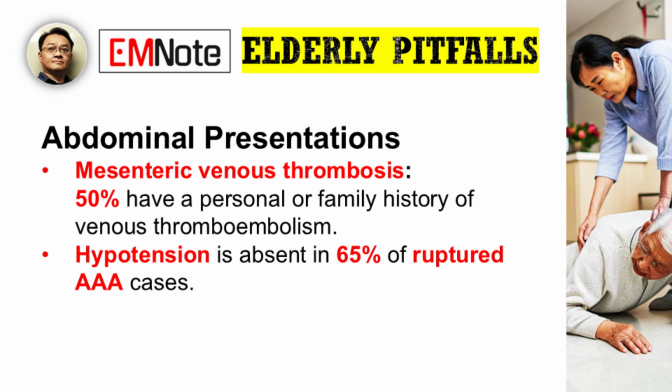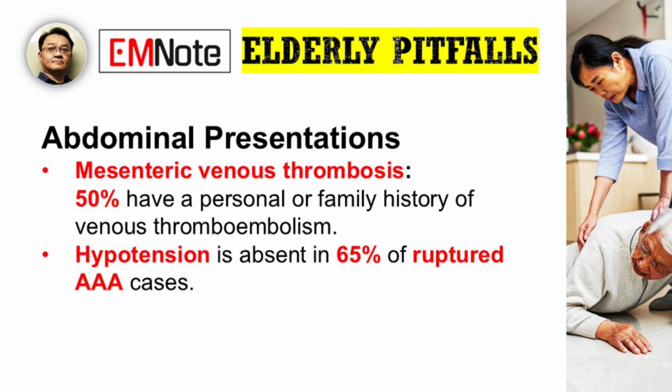Okay. How about mesenteric ischemia? That reduced blood flow to the gut. Is there a key historical clue providers should look for? Something specific? Yes, there is. It's quite important. For mesenteric venous thrombosis, that's the type with a clot in the veins, half of those patients have a personal or family history of venous thromboembolism. You mean like a DVT or PE? Exactly. Deep vein thrombosis or pulmonary embolism. Asking about that history can really point you in the right direction. That history of clots could be a real key.